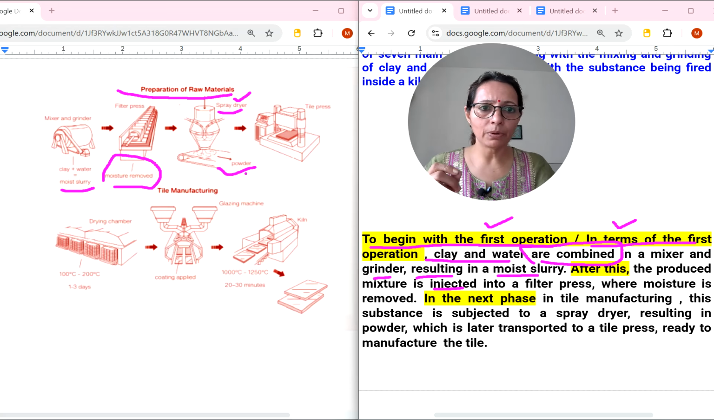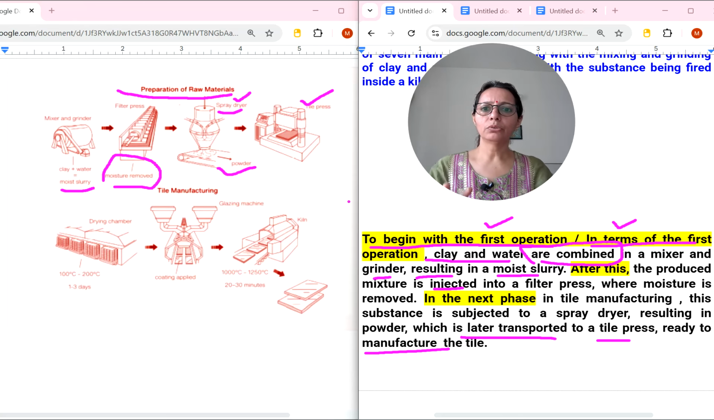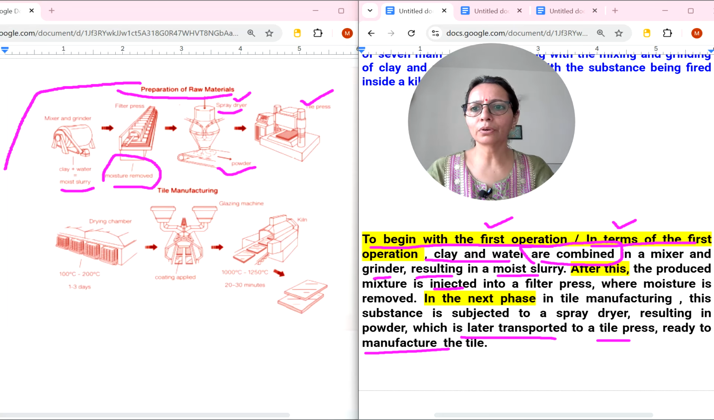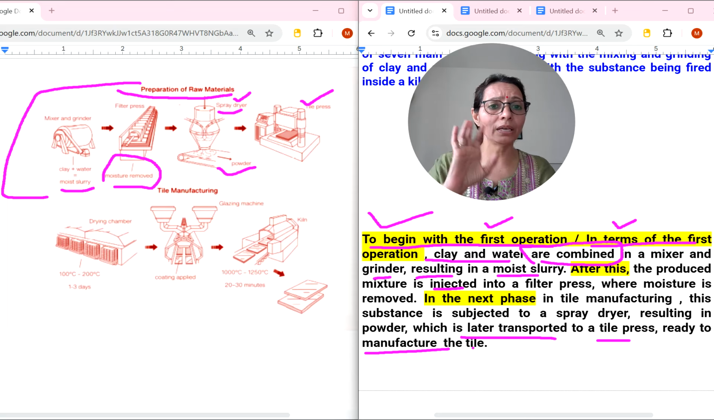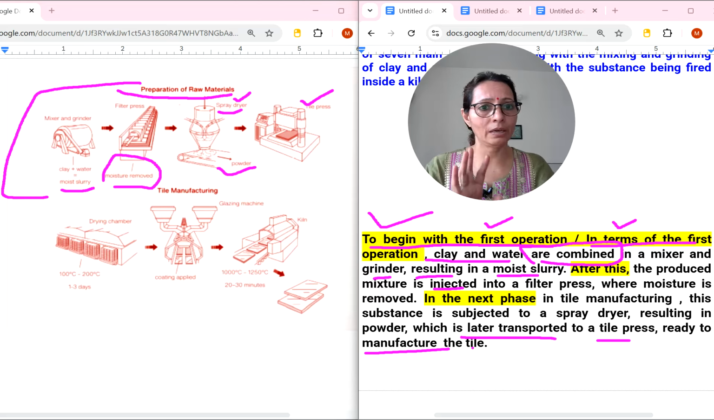What will happen? A powder will become. Okay, now we have combined two steps, which is later transported to a tile press. See, this is tile press, ready to manufacture the tile. Okay, so this is about the preparation of raw material paragraph. So successfully we have written it, and no extra vocabulary have I used here.